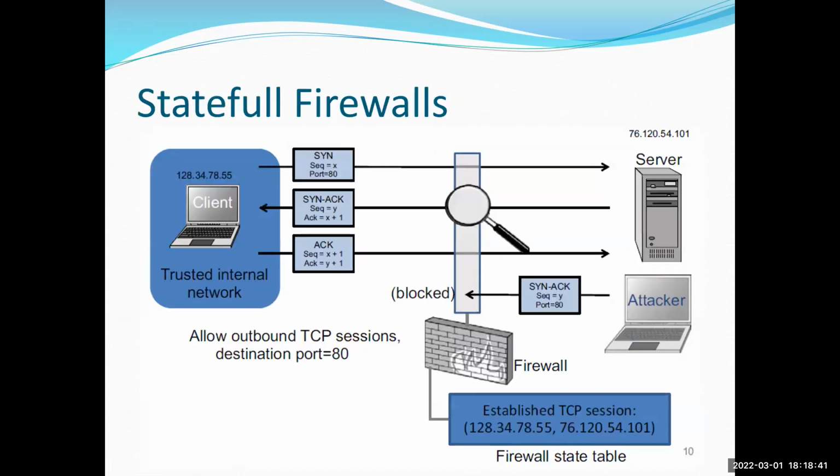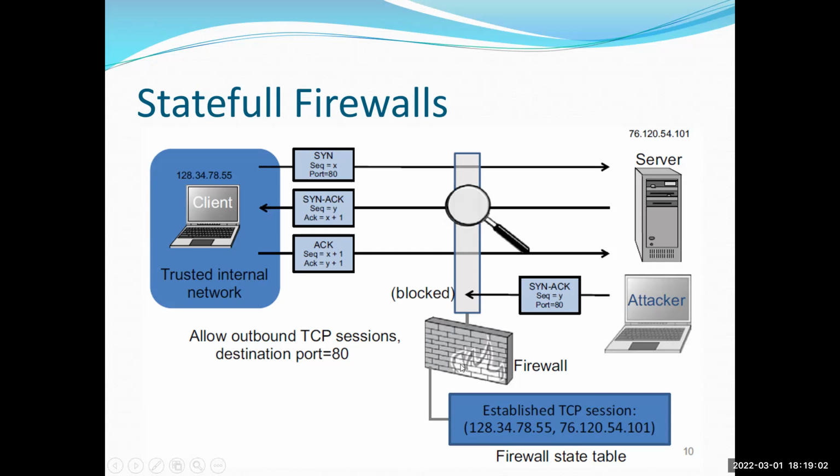And here's an example of this. So basically, you do the three-way handshake with some server maybe. The client is inside the network and it's going through the firewall. And if you can see, you have an established connection between this 76 IP and this 128. So you just keep track of it on the firewall.